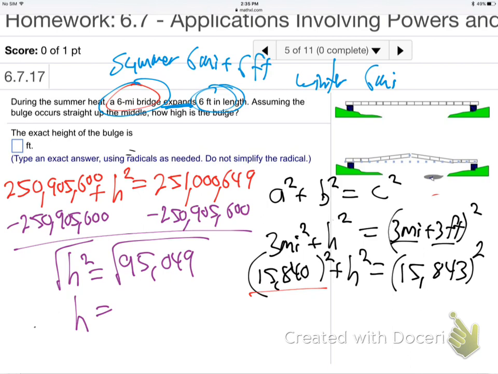So, where's the square root button? There it is. Square root of answer. What? It didn't give me a good... Square root of 95,049. I'm getting 308.3. I don't know what they want. Type an exact answer. Well, take the square root of 95,049.